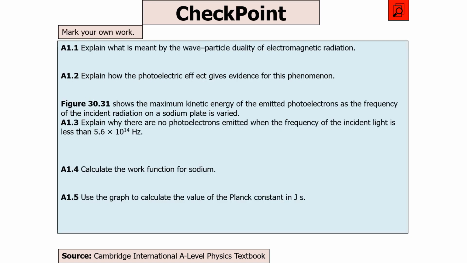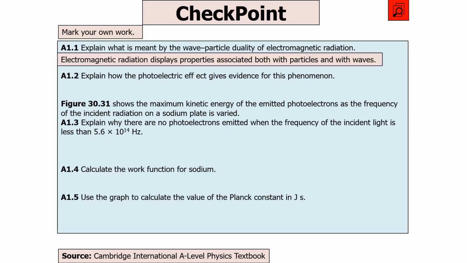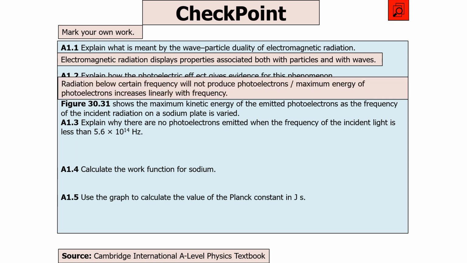Well, the first one is just a definition. The wave-particle duality is the idea that electromagnetic radiation displays both wave-like behavior and particle-like behavior. The photoelectric effect indicates that you can only release electrons above a certain frequency, the threshold frequency. At that point, the energy of the photoelectrons will increase with that frequency, indicating that they are receiving the energy in a particular packet, which is a photon, which is when they're exhibiting particle behavior.